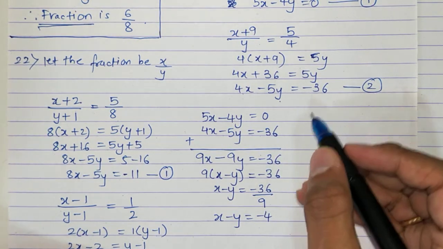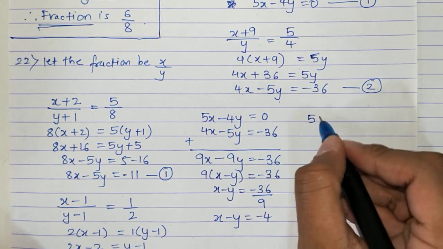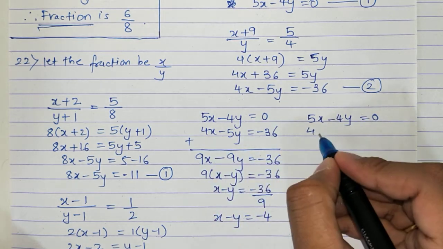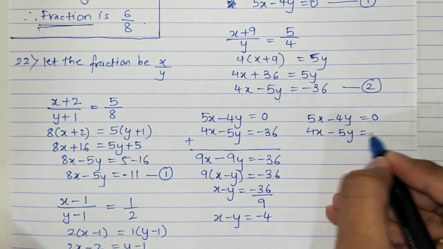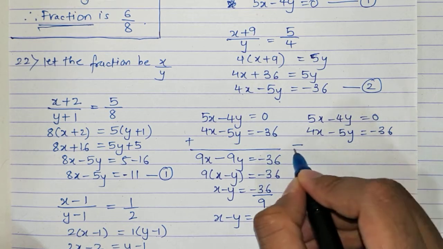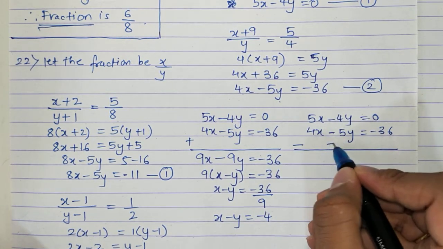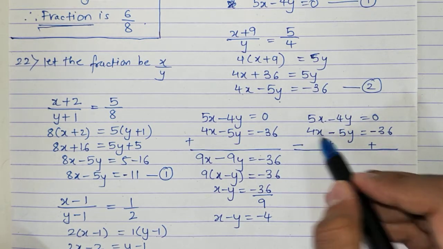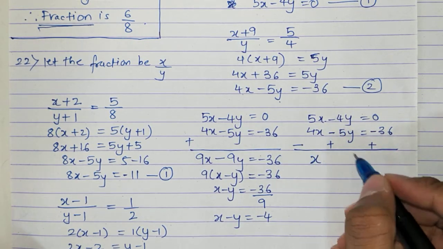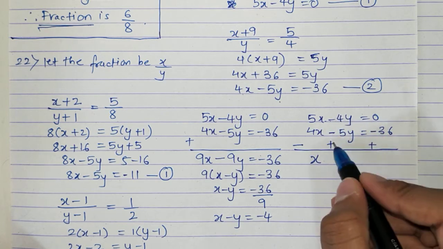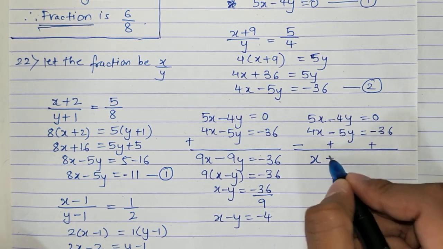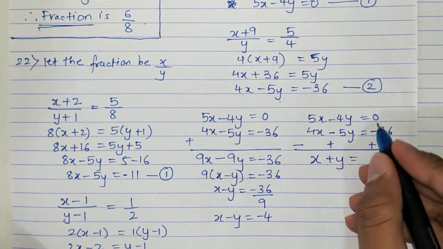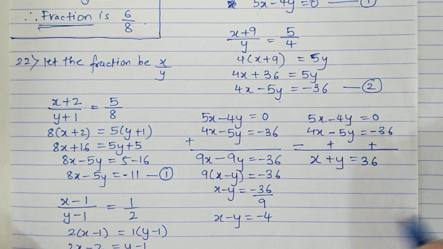Okay, and then add both the equations. Sorry, addition is already done. We will subtract now. Subtract. So signs will change. This minus 5 will become plus. This minus will become plus. Okay. So 5x minus 4x will give me x, minus 4y plus 5y will give me plus y equals 0 plus 36, that is 36.